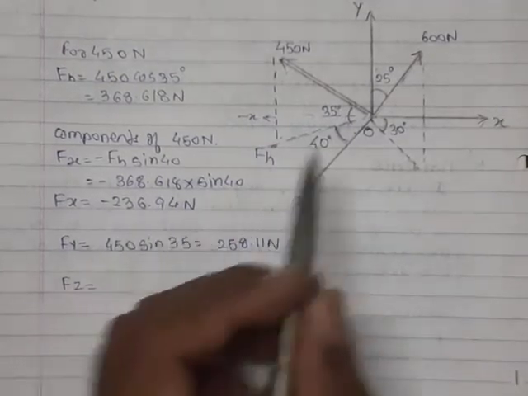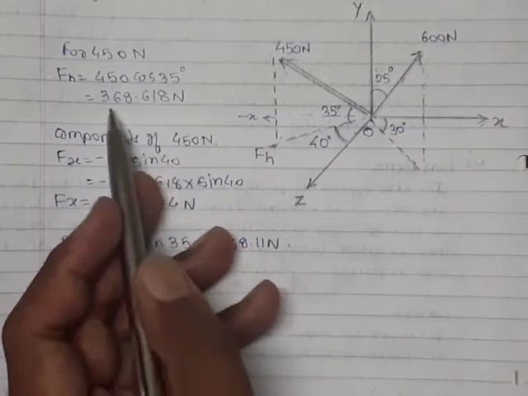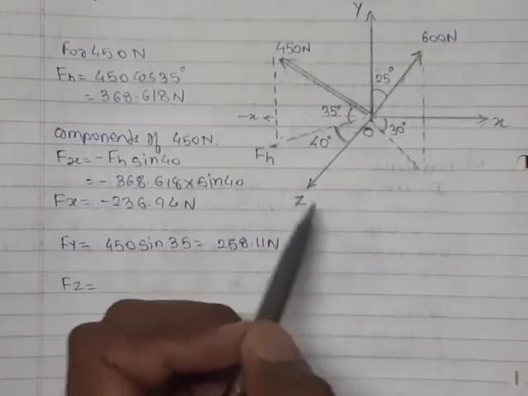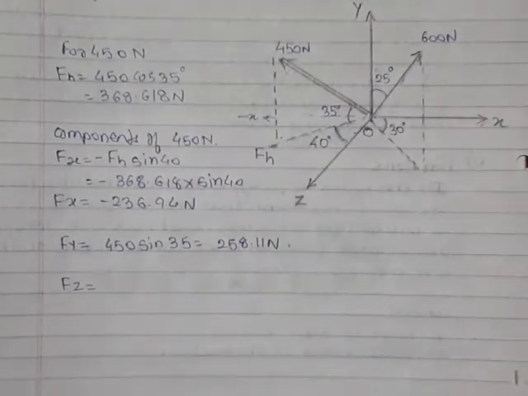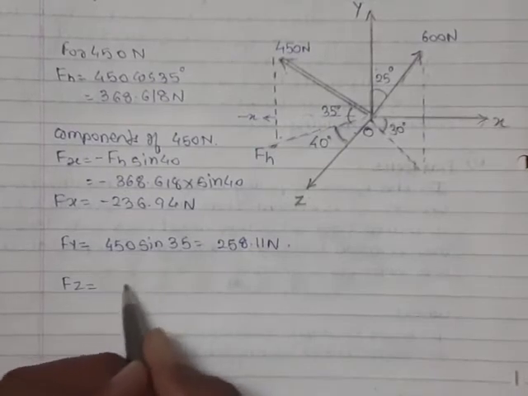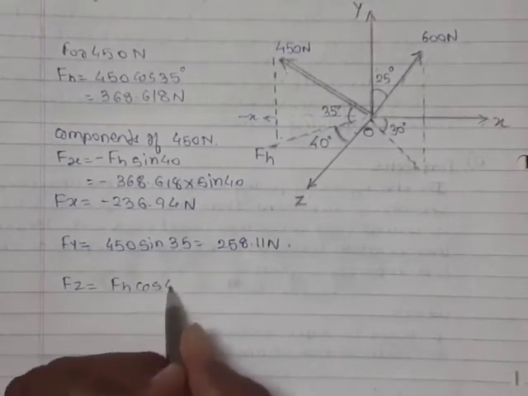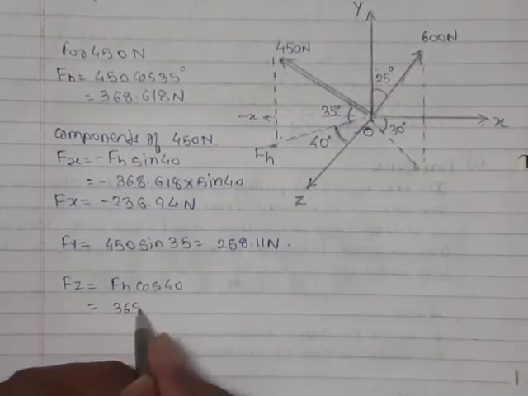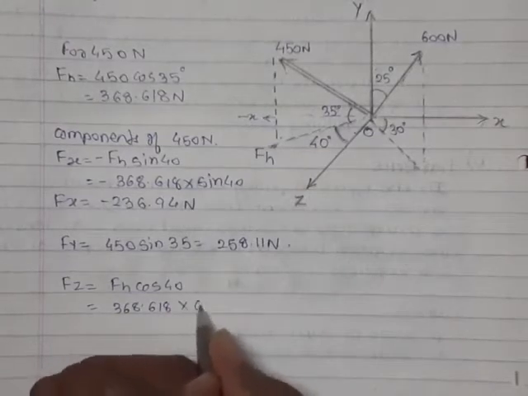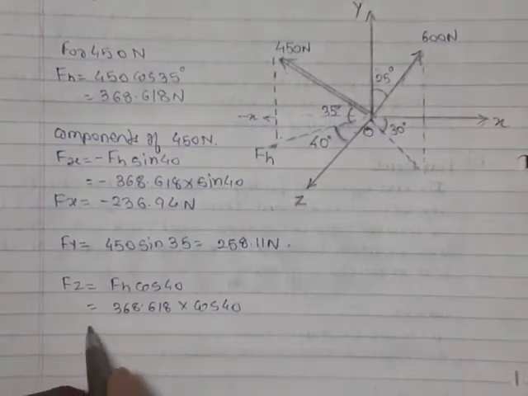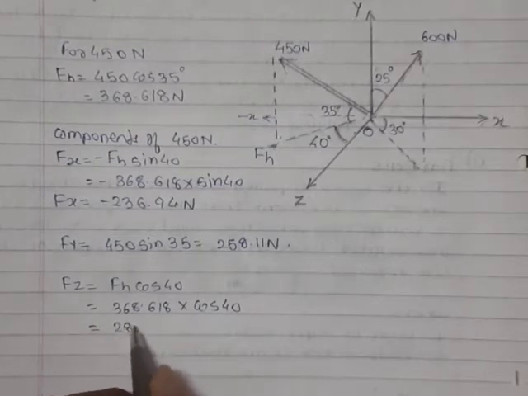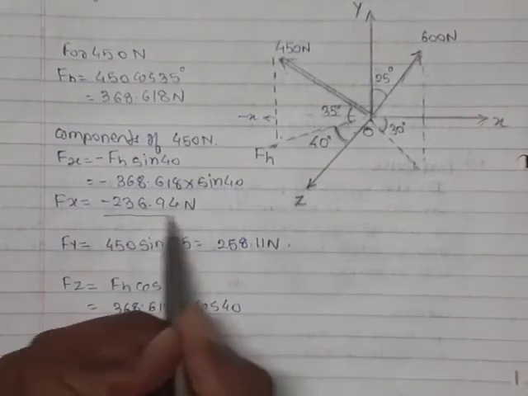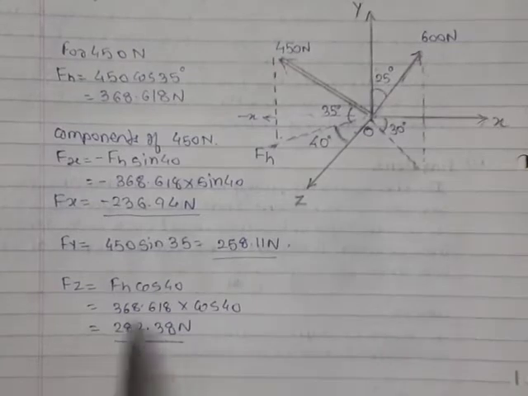Third, we'll find the Fz component. So Fz will be equal to, now Fh, which we first found to be 368.618, is the horizontal component of the 450 Newton force lying in the xz plane. Now Fh is making 40 degrees with the z coordinate axis. So Fz will be Fh cos 40. Already we have the value of Fh, so it is equal to 368.618 into cos of 40. Here we get the value as 282.38 Newton.